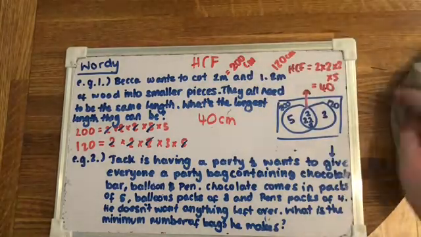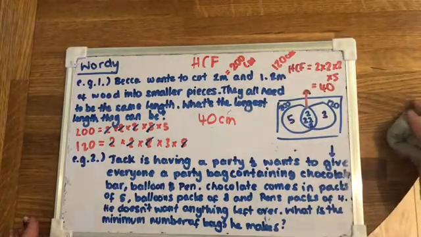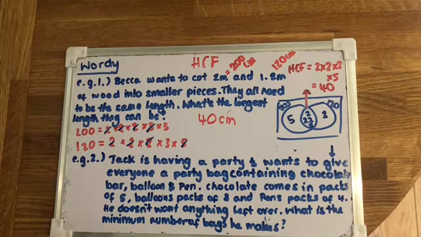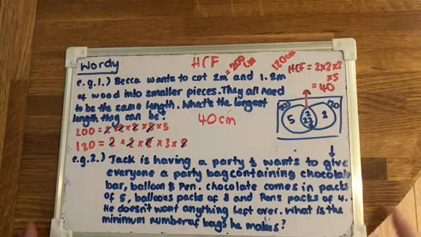I'm going to rub all of the top one off whilst we do the second one. I'll read it out first because we're not going to do it the same way as before, and you might be able to work out why when I read it. So Jack is having a party and he wants to give everyone a party bag containing a chocolate bar, balloon and a pen. Chocolate comes in packs of 5, balloons come in packs of 8 and pens come in packs of 4. He doesn't want anything left over. What is the minimum number of bags he makes?